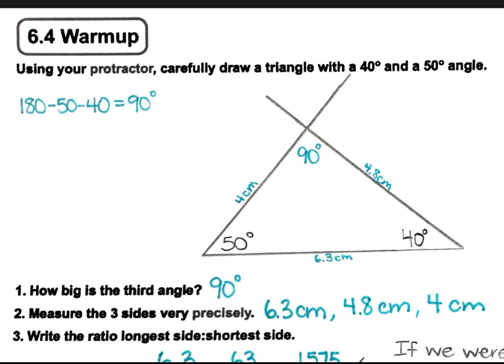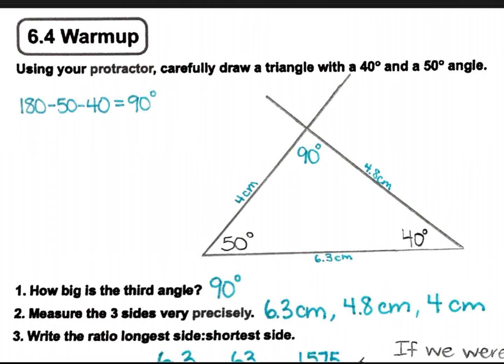It's important that you tried the warm-up for today. It asked you to draw a triangle that had a 40 and a 50-degree angle, and then it wanted you to do some precise measurements on the sides. Did we all get that the third angle would have to be 90 degrees? Because the 40 and the 50 already added up to 90, so that other angle would have to be 90, so that we all drew right triangles.